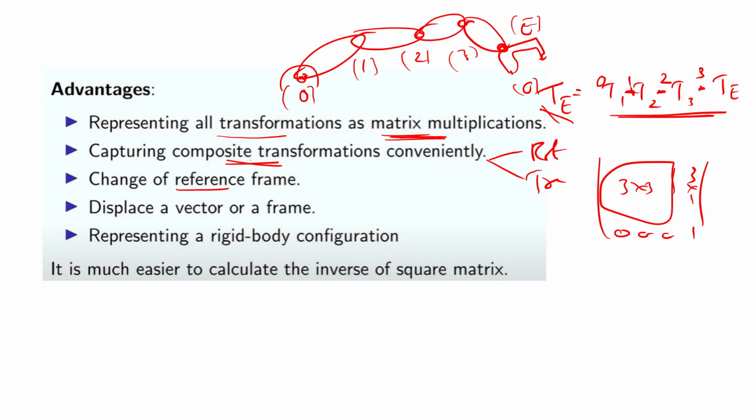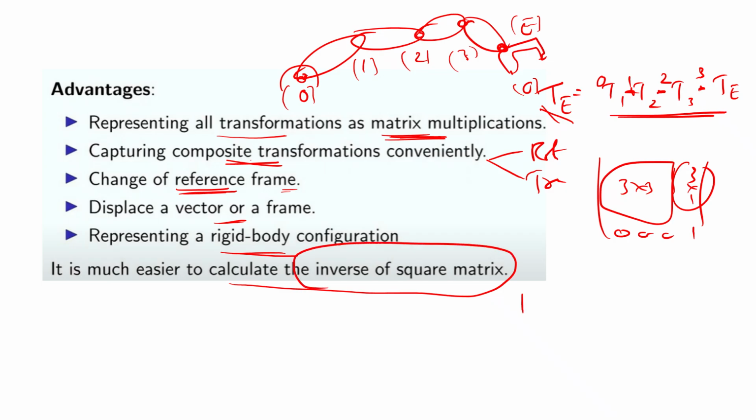Next one is we can change the reference frame. Yes, definitely you can change the reference frame, but you have a formula for that. So you can displace a vector. So this is the vector, and you can displace it, representing a rigid body configuration. Also it is easier to calculate with a square matrix. Suppose if you want to find R inverse, just take the transpose. Generally for a matrix you need to take the adjoint and the determinant, whereas in the rotation matrix, just take the transpose of it, and that gives the inverse matrix.